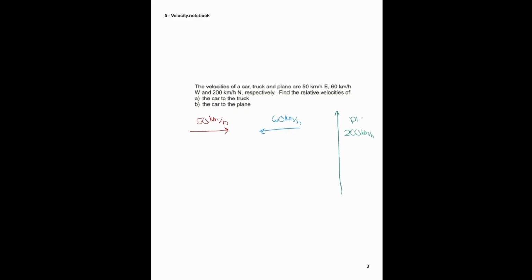So this is my plane. This is my truck. And this is my car. So if I want to find the velocity of the car relative to the truck, what I want to consider here is the velocity of the car to the truck, and that's going to be equal to the velocity of the car minus the velocity of the truck.